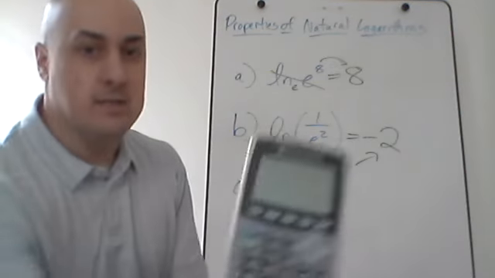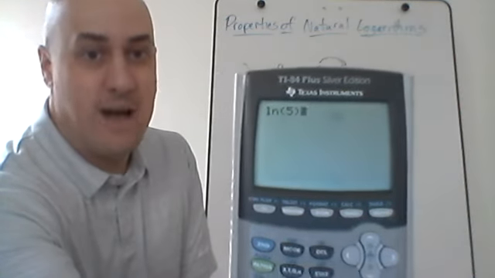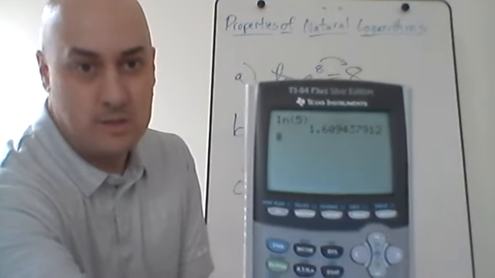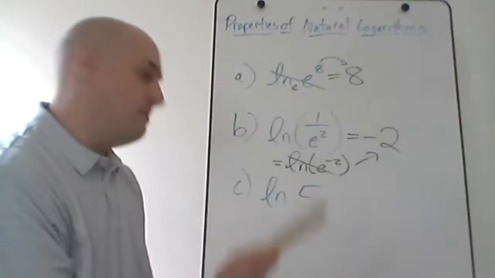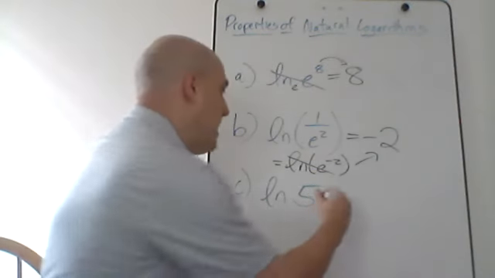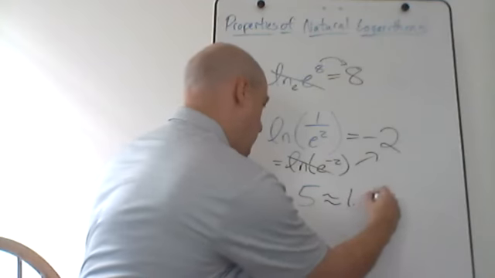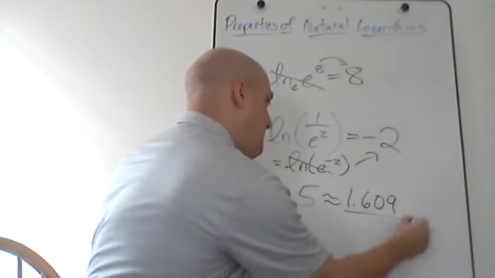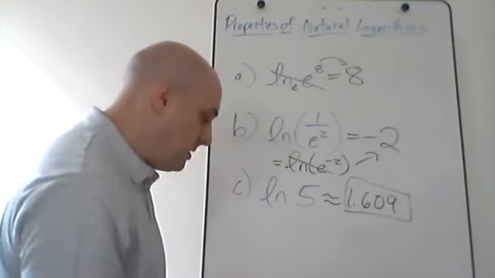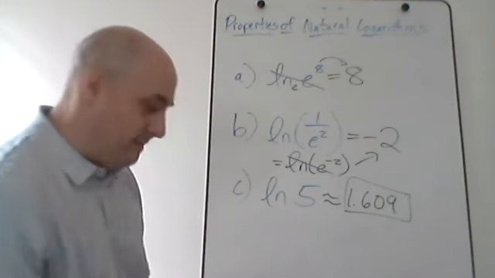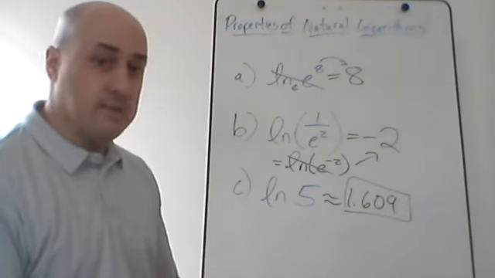So what I do then is just go to my calculator and type in ln of 5, hit enter, and I get 1.609437912. So ln of 5 is approximately 1.609, let's say. So what does that mean, that ln of 5 equals 1.609?